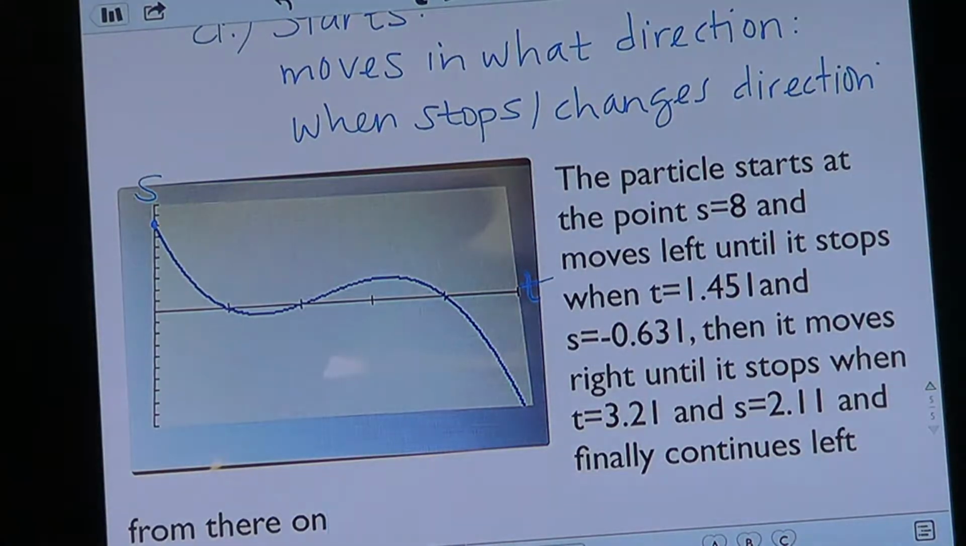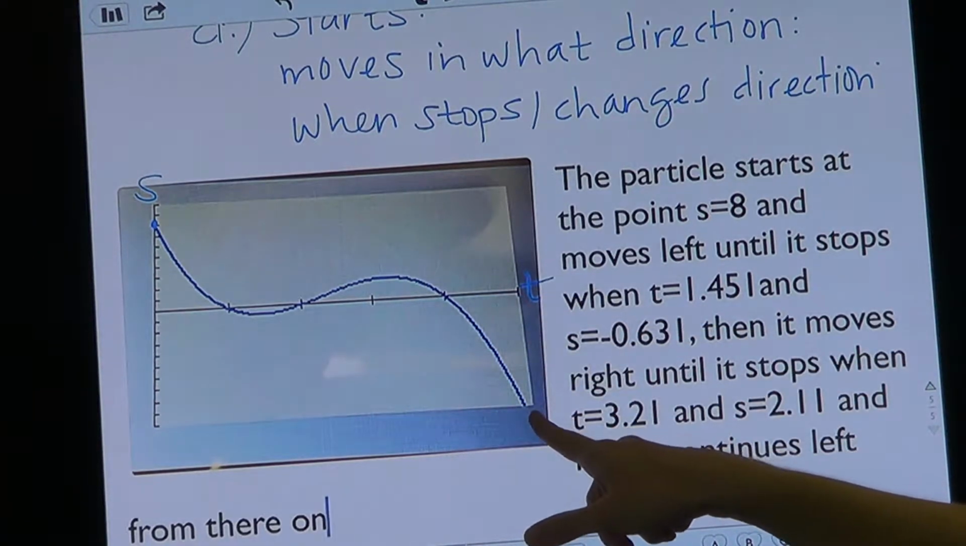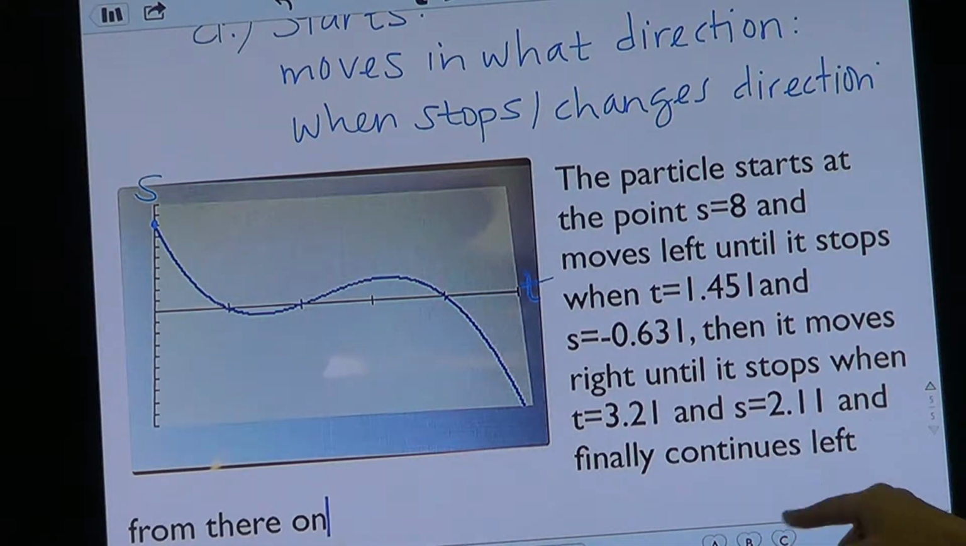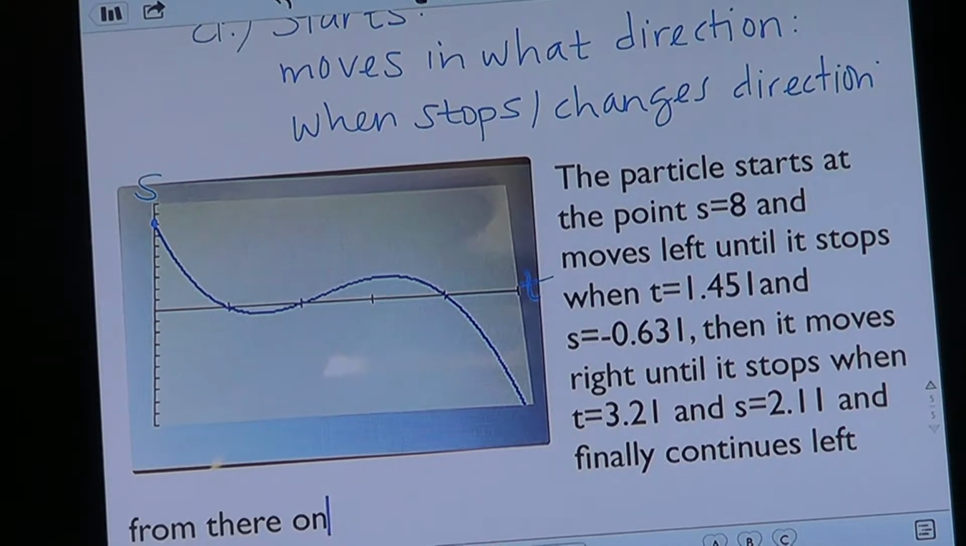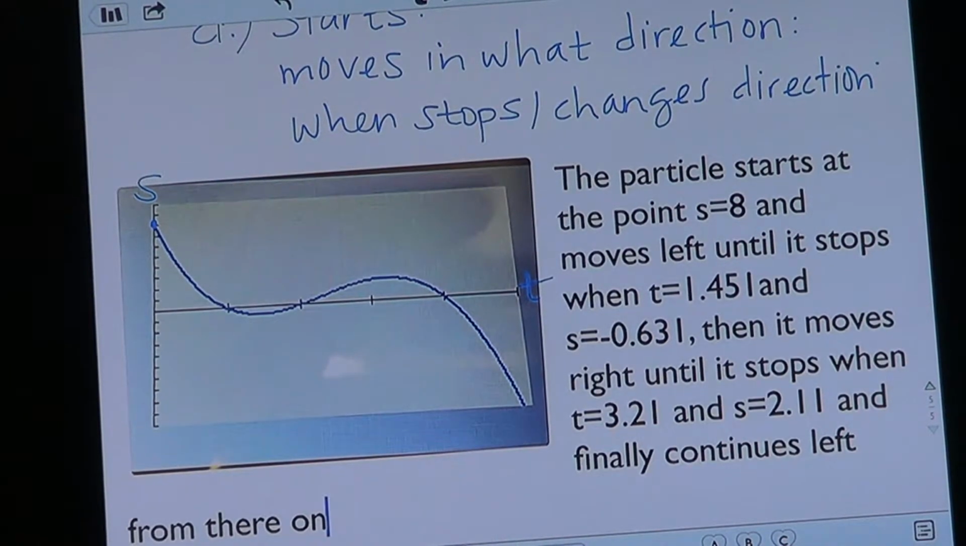Okay, so that's what you're supposed to do for part D on those. And then it stops at that point, and after that it continues. The slope is negative, so it's continuing left from there on, and it doesn't stop. It just goes forever. Okay, so see if you can do that for numbers 3 and 4, and then if you have questions I can answer them, and I'll try to help you with your calculator.